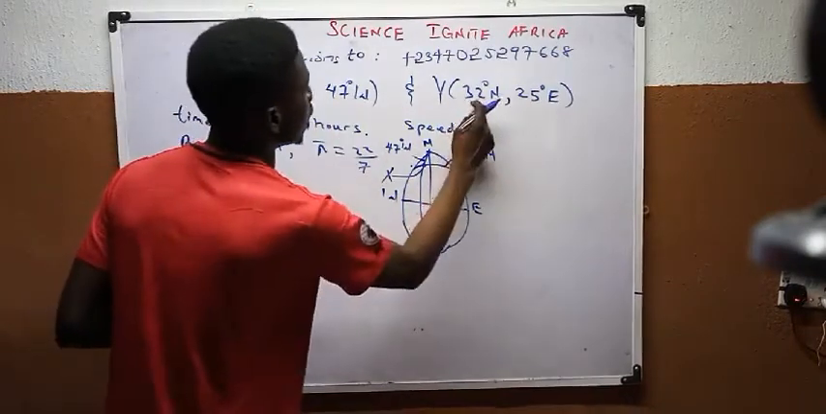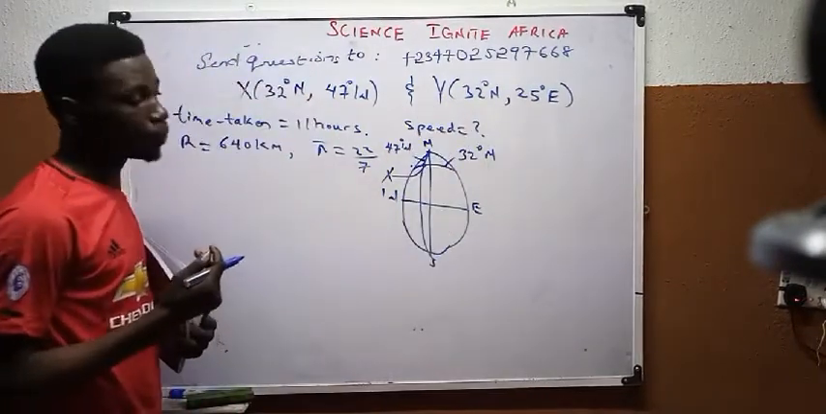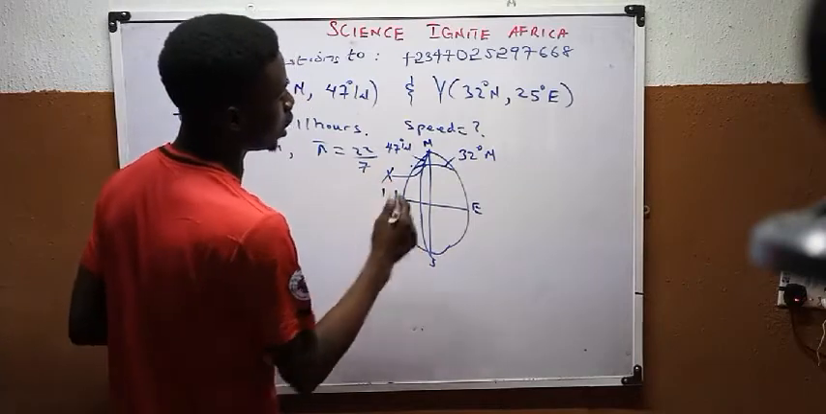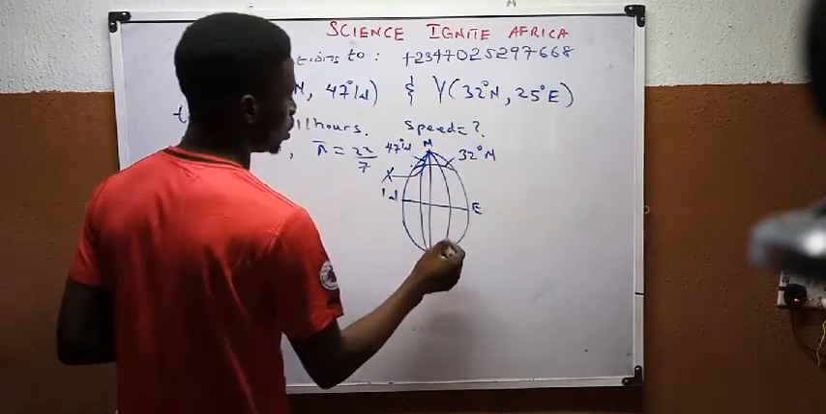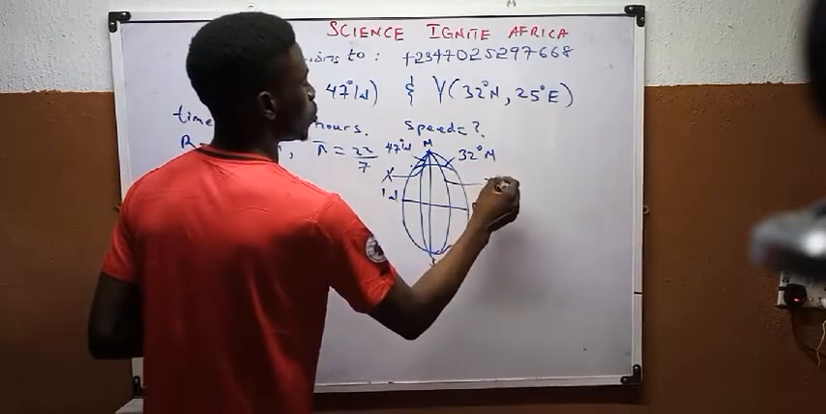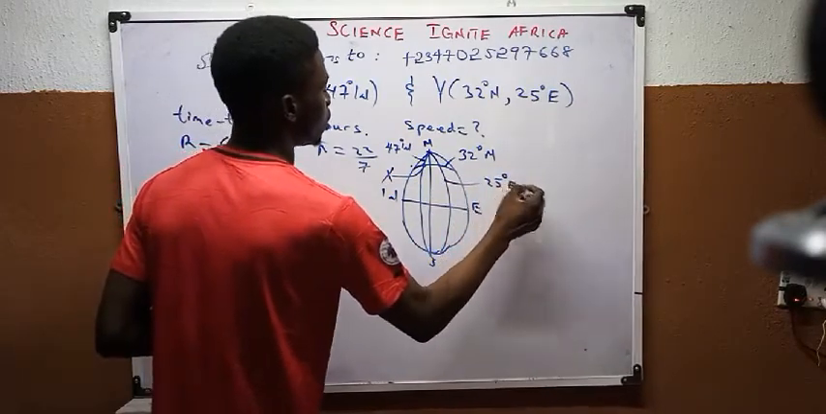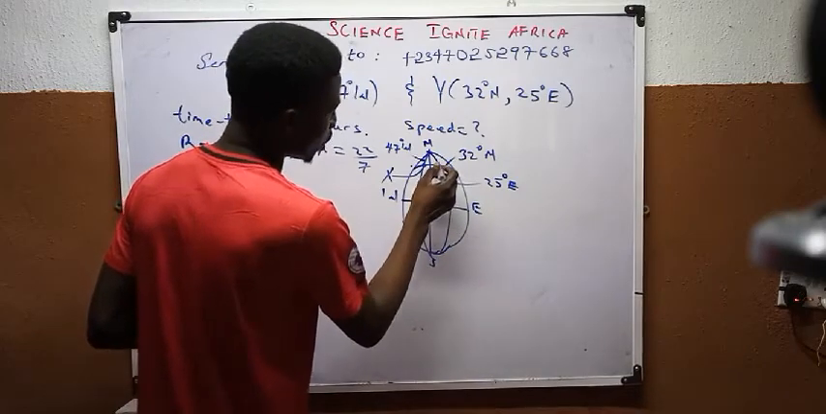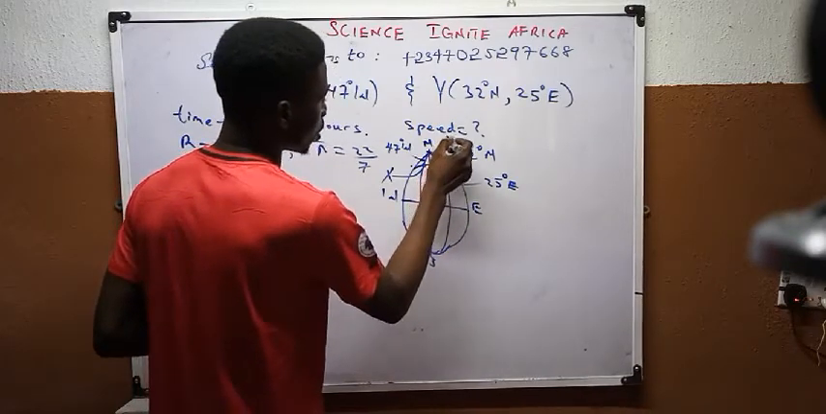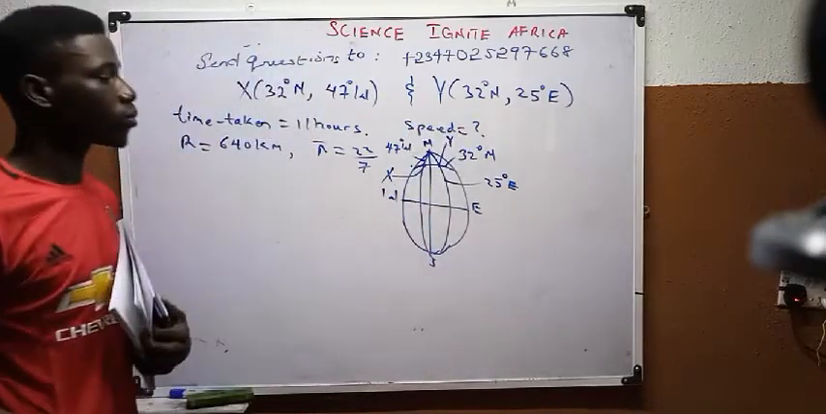Now let us locate the other point Y. Point Y is on latitude 32 degrees north, but in this case now it is 25 degrees east. So this is 25 degrees east, and this point, where is that? This point now is point Y.